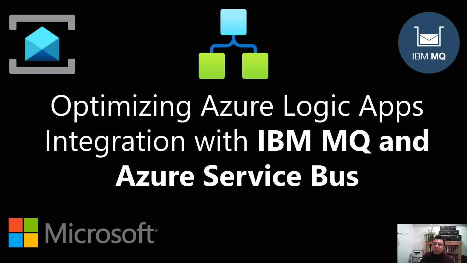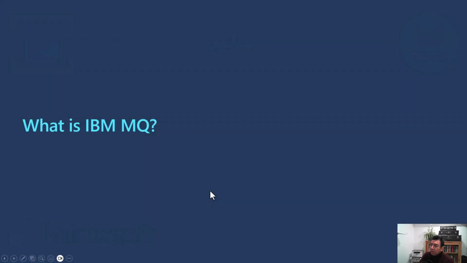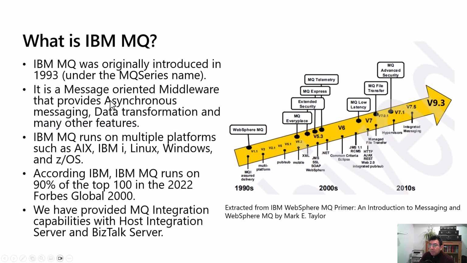Today we will drill down on how to optimize Logic Apps integration with IBM MQ and Azure Service Bus. Let's start with what is IBM MQ. IBM MQ is a message-oriented middleware that was originally introduced in 1993 under the MQ series name. It runs on multiple platforms. According to IBM, it runs on 90% of the top 100 in the 2022 Forbes Global 2000.